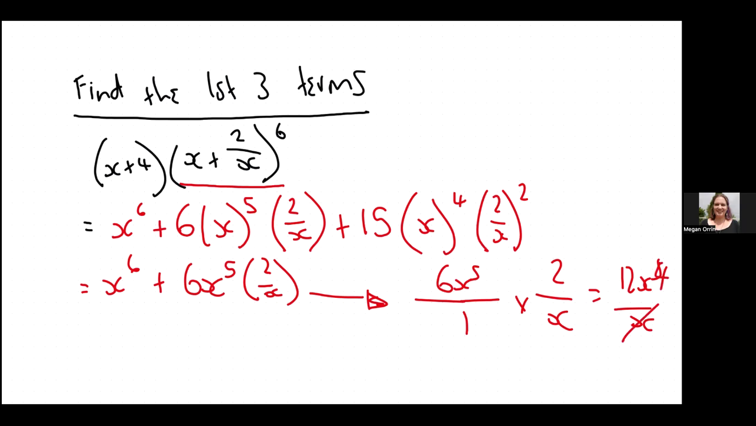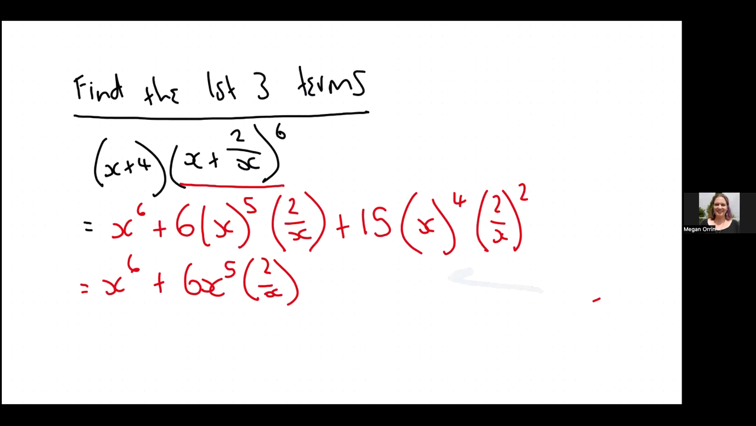I'm going to erase all of that so I can actually write it in. All right, so this is 12x to the power of 4. Okay, because one of these is going to be cancelled out and disappear, and it's 6 times 2.